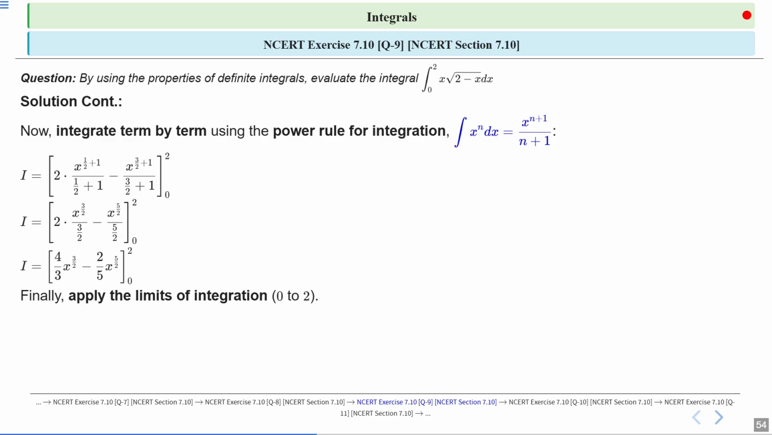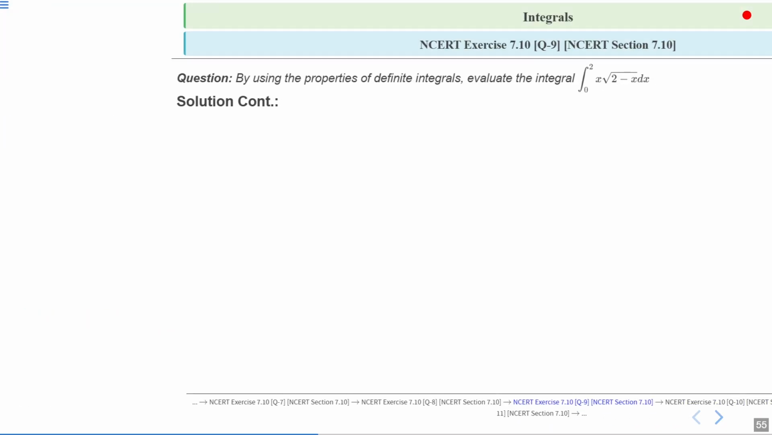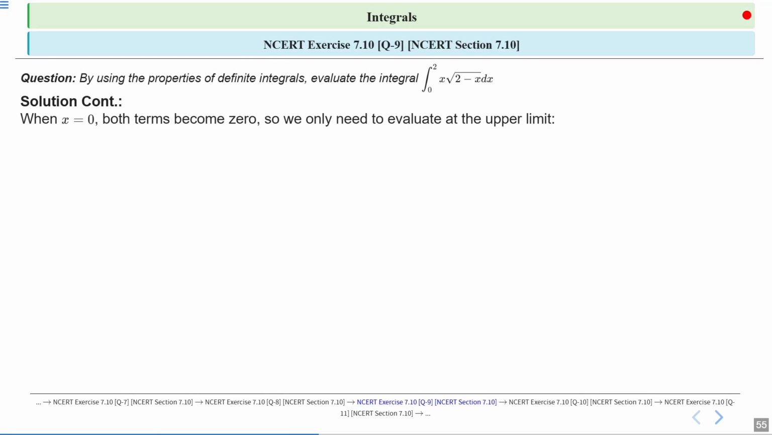So finally, apply the limits of integration. Upper limit is 2 and lower limit is 0. So in place of x, first put 2 and then minus, put 0. When x is equal to 0, both terms become 0. So we only need to evaluate the value at the upper limit. So I is equal to 4 by 3 into 2 to the power 3 by 2 minus 2 by 5 into 2 to the power 5 by 2, and the second term becomes 0.